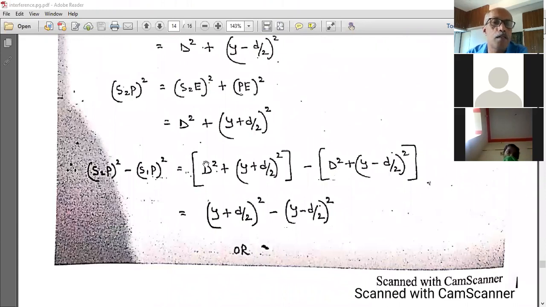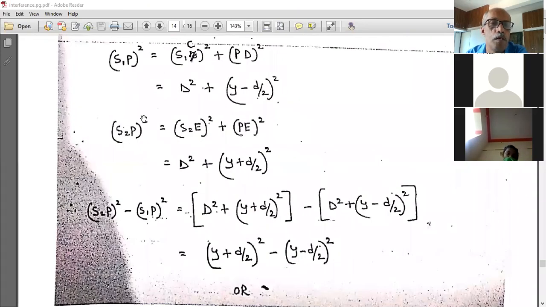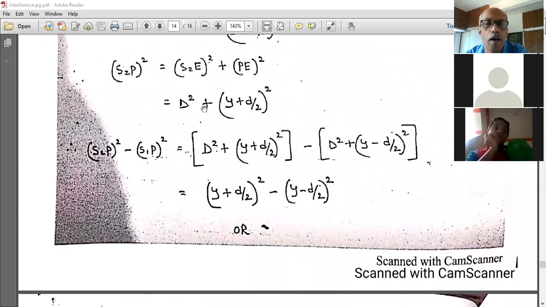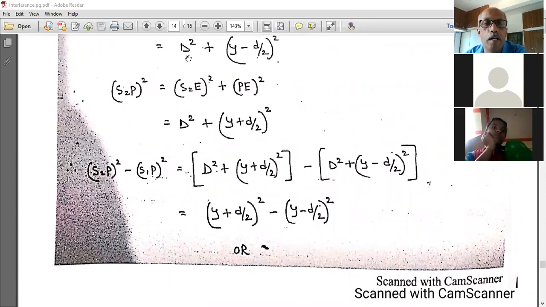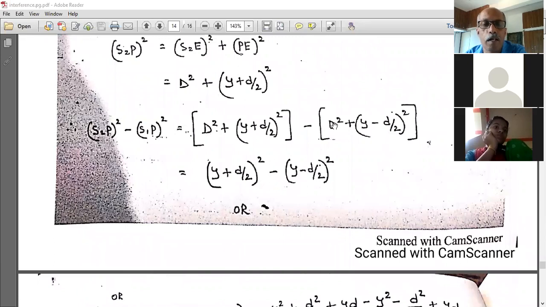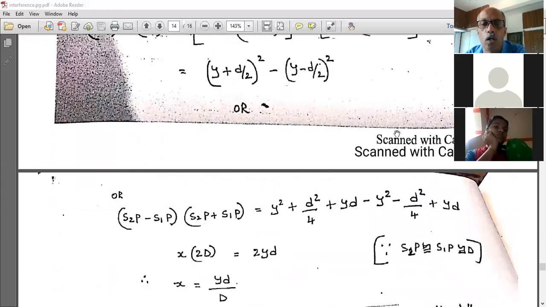Now, taking the difference of these two, S2P square minus S1P square, that will be equal to d square plus (y plus d by 2) whole square minus [d square plus (y minus d by 2) whole square]. Now, plus d square minus d square gets cancelled. It is therefore (y plus d by 2) whole square minus (y minus d by 2) whole square.